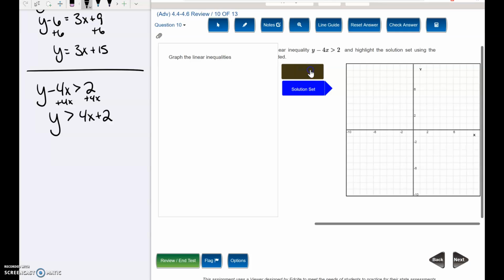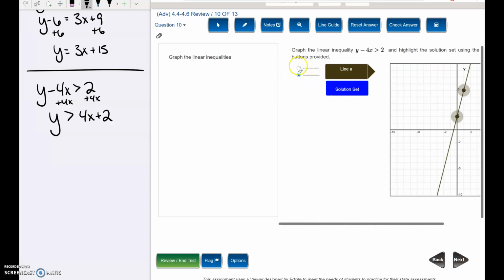So first we click line A, and we graph this just like we did the line. So start with one dot on 2. The other dot we need to make a slope of 4, so 1, 2, 3, 4 over 1. Then we click solution set. Oops, we've missed something. Still on line A, we have to decide, do we want this to be a dashed line or a solid line? Since this is plain greater than, we want a dashed line.